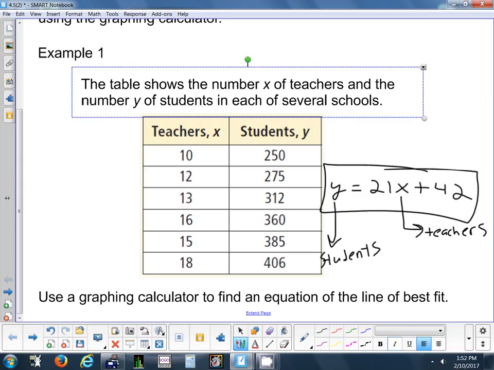Right? Now, what if I said to you, a school has 25 teachers? Where could you plug in 25 for what letter? Shannon? X. And if you plug in 25 for X, that would give you a prediction of what in the school? Yeah. How many students? So we can use this formula to predict how many students we would have or how many teachers we would have. Okay? It's not exact, but it's based on the data we do have.